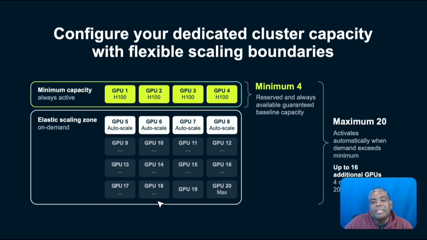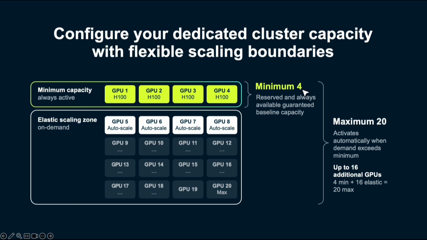So let's see how the dedicated endpoints work. It's very easy to set up. You specify the minimum number of GPUs. This is your baseline. They are always active to handle your workload. And this is the upper limit for your scale. Based on your traffic, we will scale from the baseline to your maximum GPUs. In this case, I specified minimum 4, maximum 20, so 16 elastic GPUs based on your needs.